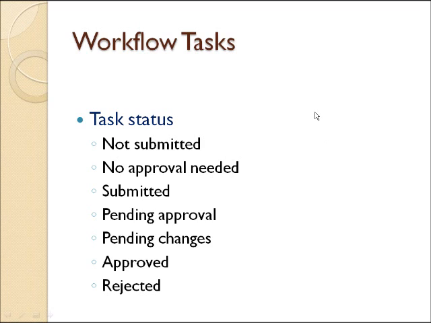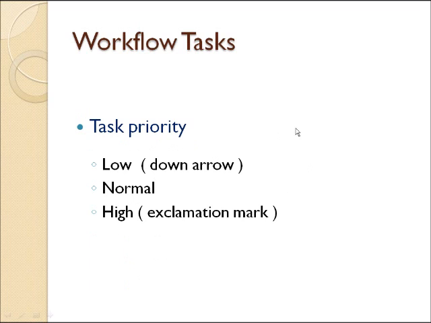So these tasks can have different types of status, and you'll see these in the different reports: not submitted, no approval needed, submitted, pending approval, pending change, approved, or rejected. And then we saw we can put a low priority, a normal priority, or a high priority on it, and the different users will see that when they work with the workflow.